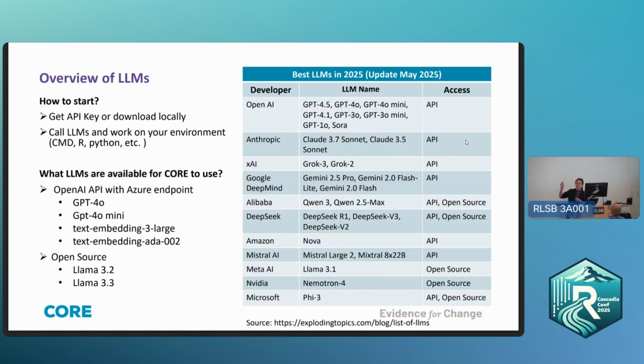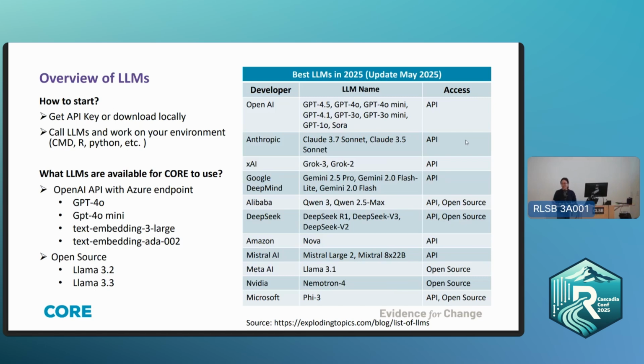You can see in this table the different developers, large language model names, and the type of accessibility. There are two main types here: models you can access by API, and open source models. You may use these models on AI platforms or the ChatGPT website. And how do you start in your environment? Actually, it's very simple. It's only two steps. The first step, you need to get an API key or download the model locally.